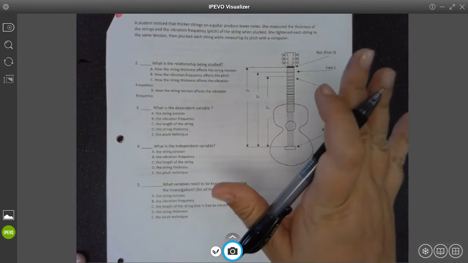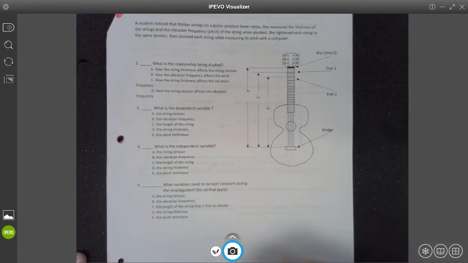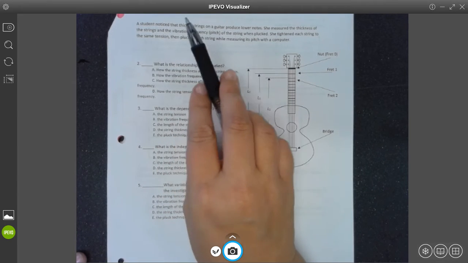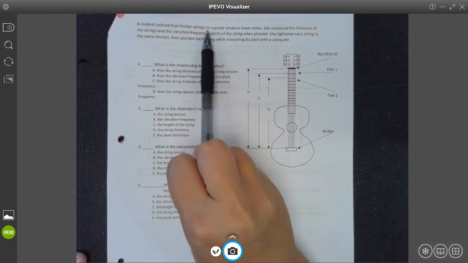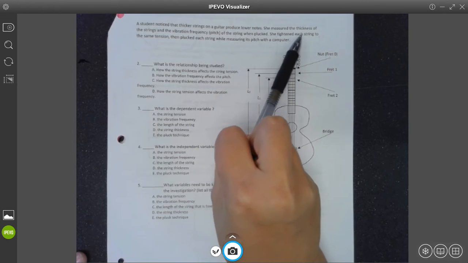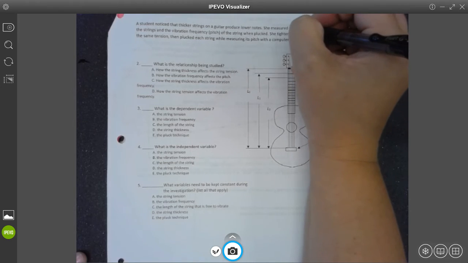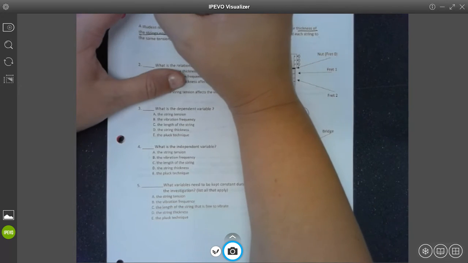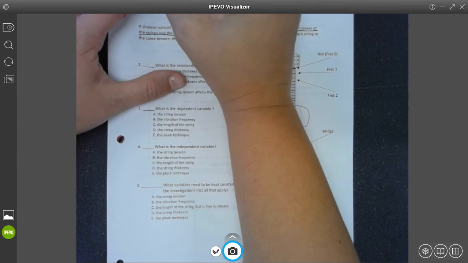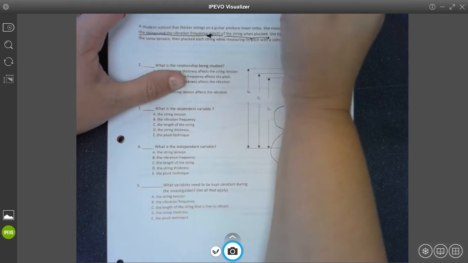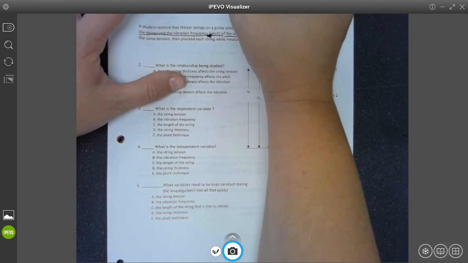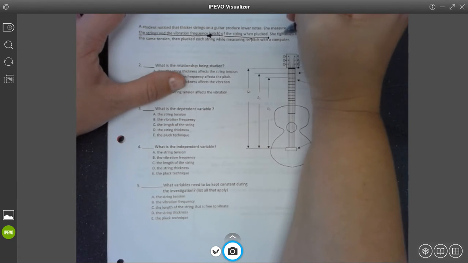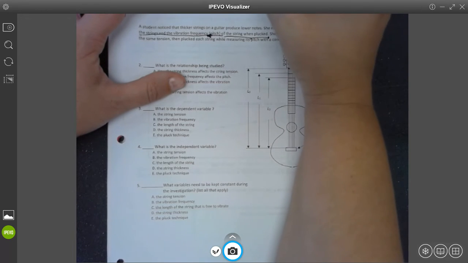All right, so our guitar question. A student noticed that thicker strings on a guitar produce lower notes. She measured the thickness of the strings and the vibration frequency of the string when plucked. So this sounds like an experiment, right? The thing that she changed is going to be our independent variable. The thing that she was changing was the thickness of the string.